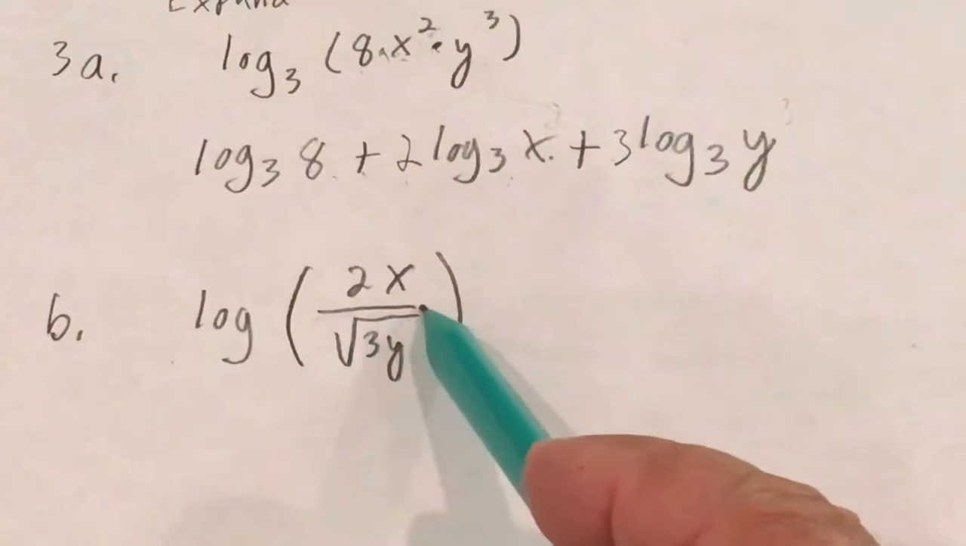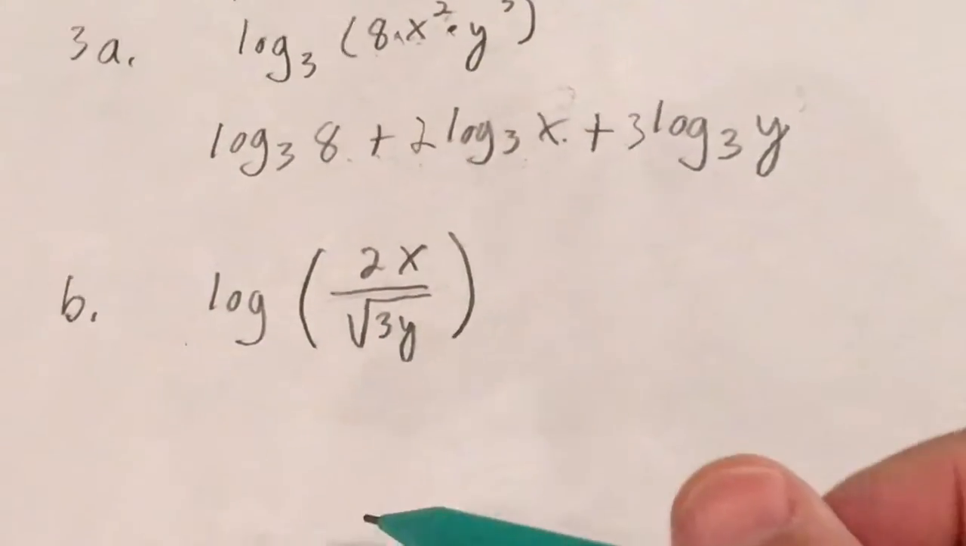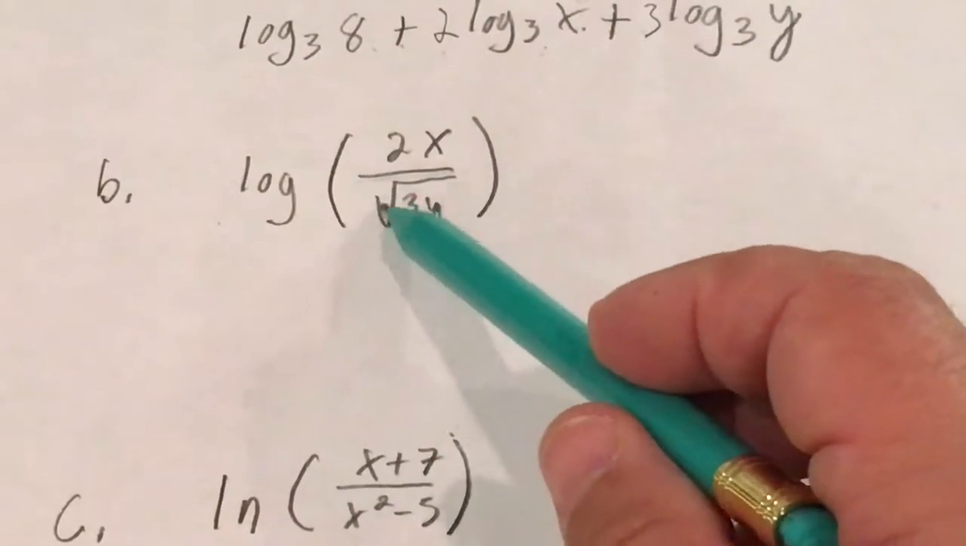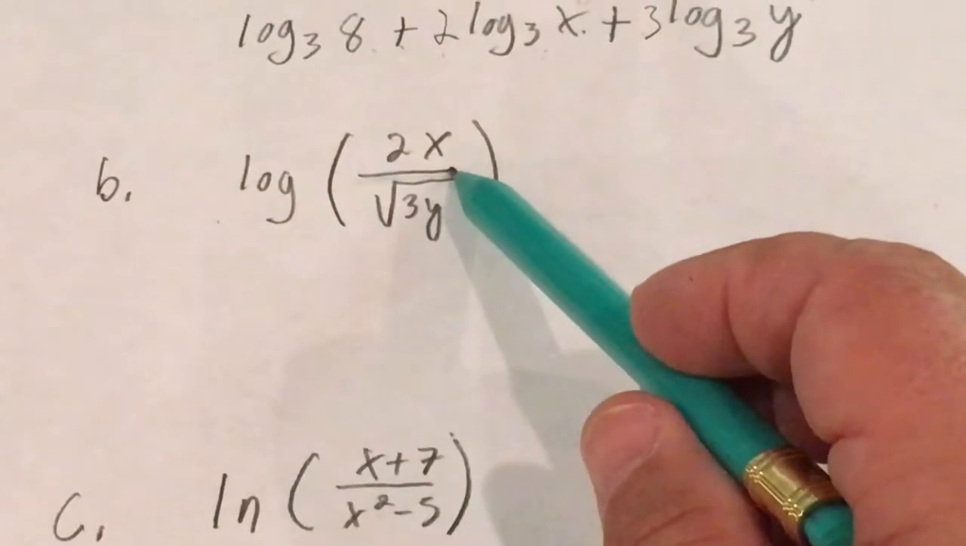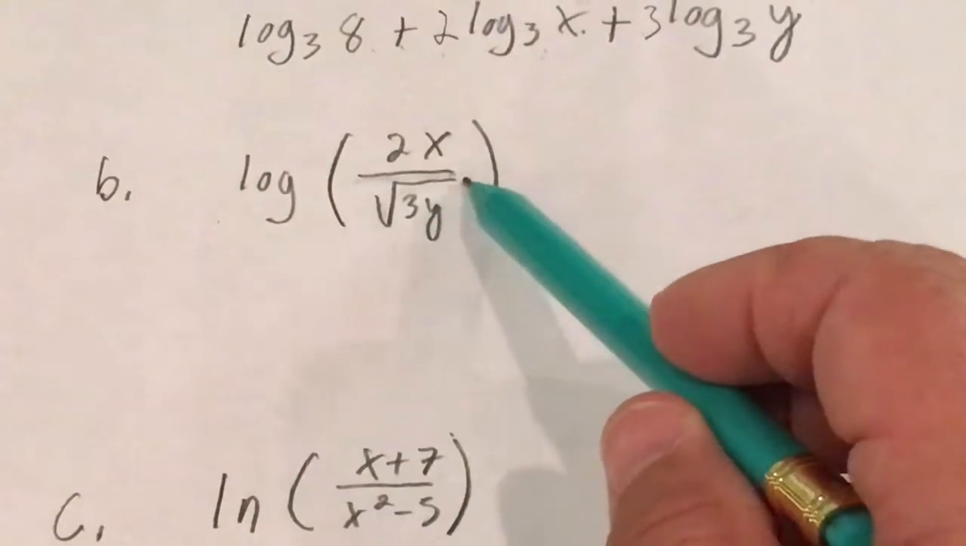This one, notice I have a division bar. That means there's going to be subtraction involved. I also have a radical. That means a fraction is going to be involved. The fraction doesn't involve a fraction. The fraction involves a minus. The radical involves a fraction.